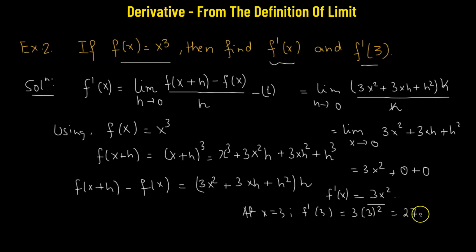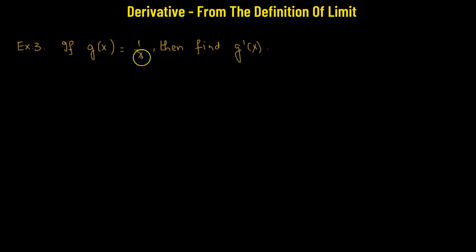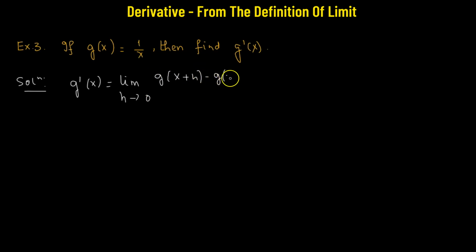Let's do another problem. So we have the function g given by 1 over x. We need to find out the derivative of this particular function. So let us begin. Here, instead of f, we have been provided with g of x. So g prime of x will be simply the limit as h approaches 0 of g of x plus h minus g of x, the whole divided by h.